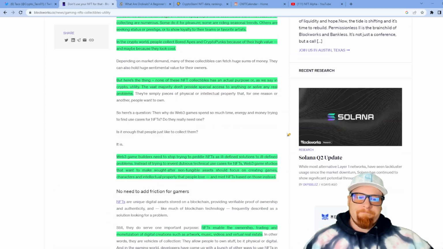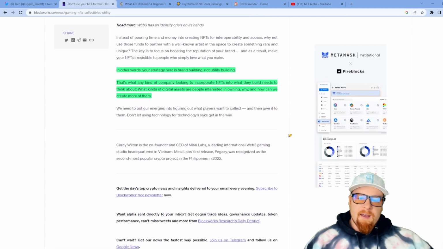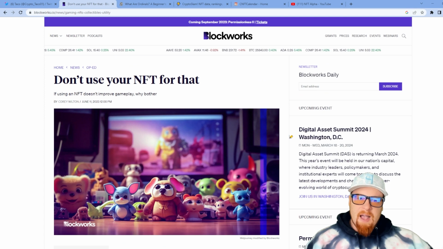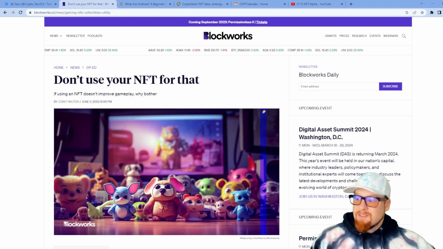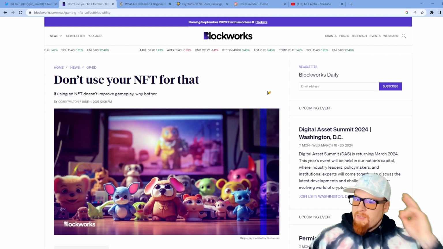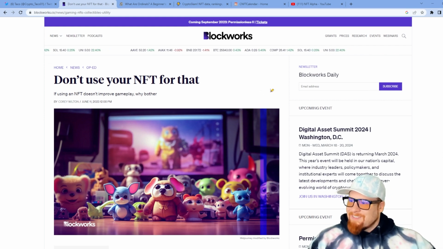This article must have been written by an intern at Blockworks, who was told to just make an article about NFTs. And their thought was, don't use NFTs for that.